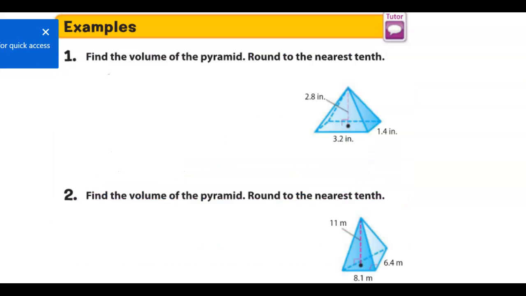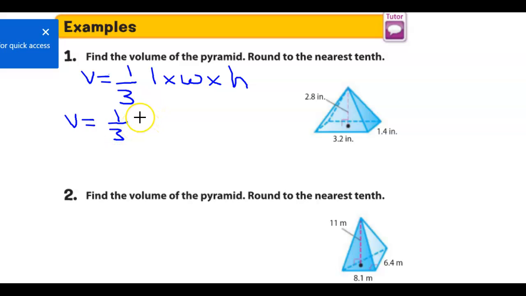Find the volume of the pyramid, rounding to the nearest tenths. So we will say that the volume is going to be 1/3 the length times the width times the height. It's just a matter of filling in the blanks here, you guys. So we'll say 1/3 times the length. Let's go ahead and use 3.2 for the length. For the width, why don't we use 1.4? And then the height is 2.8.